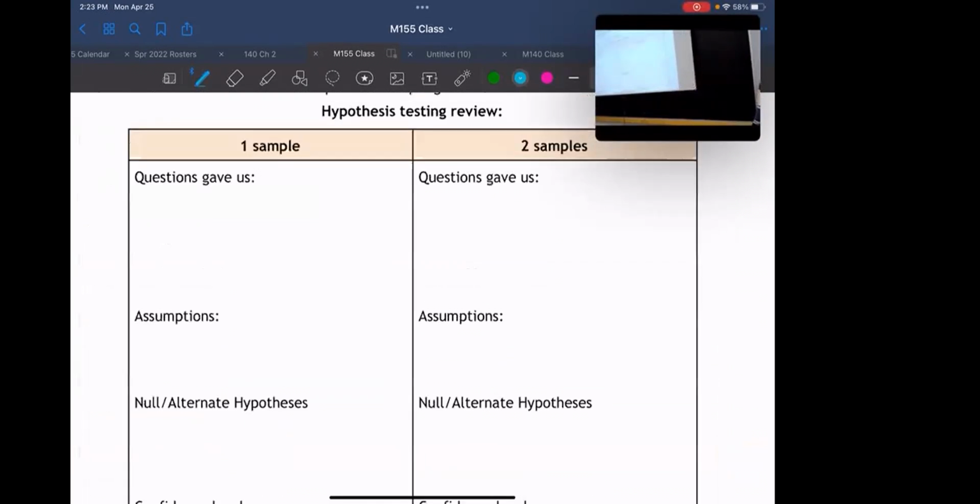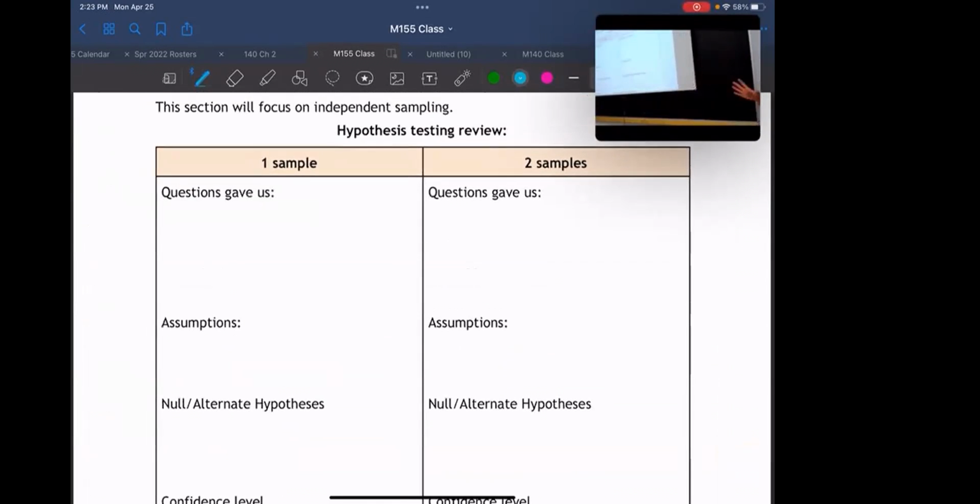Okay. So let's do a little review. I know it's been a while since we talked about hypothesis testing. Let's talk about how we do hypothesis testing when we have 1 sample, and then we'll talk about when we have 2 samples. Okay.